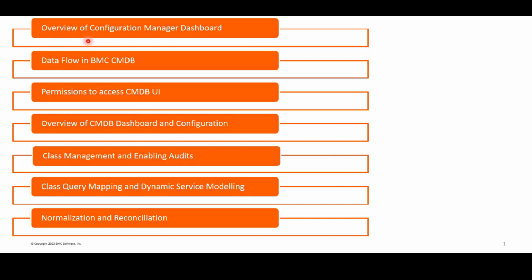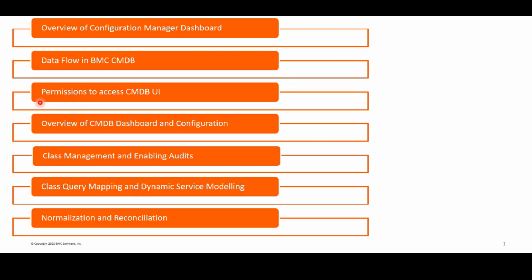So let's start with the agenda of the session and see what we are planning to cover. We are starting with the overview of CMDB, which is nothing but Configuration Manager Dashboard. Then we'll have a look at how the data flows into CMDB. What are the processes that have input to CMDB? How the data is manipulated or processed, and then made available in the production data set for ITSM or TrueSight application. Then we will be discussing the permissions to access CMDB UI.